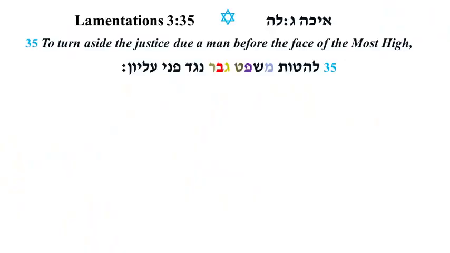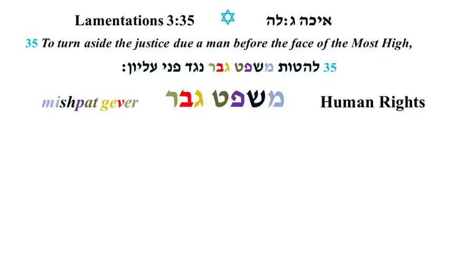Let's see. Lamentations 3:35. To turn aside the justice due a man before the face of the Most High. This is the word mishpat. This is the word for human rights. And it adds up to 634.